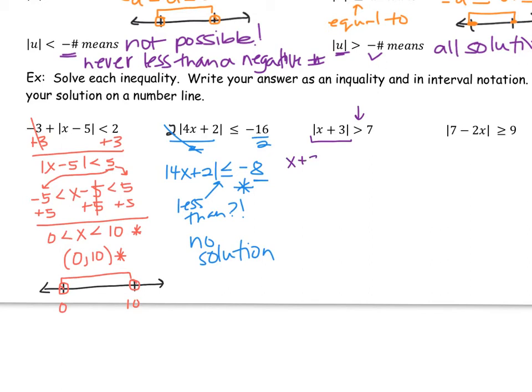Take x plus 3, set it greater than 7. Then we use the word or, and we switch it, change it. x plus 3 is less than -7. And we solve. I'll subtract 3 each time. My 3's cancel, and I get x is greater than 4, or x is less than -10.